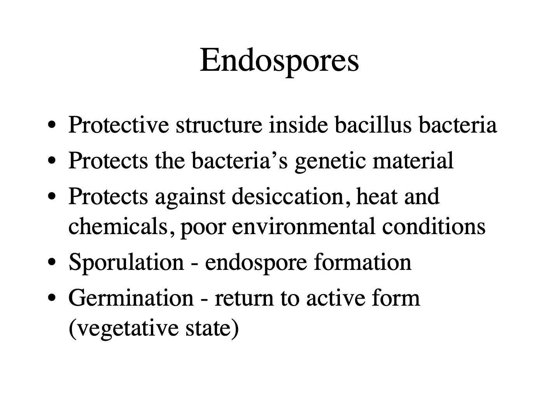It protects that genetic material. When it's too hot or when it's in the presence of chemicals, it can protect that genetic material. And again, when there aren't enough nutrients or the conditions are not right for that bacteria, it can protect it and help it to be in a state where it's protected, and then it can come back to life later on. So sporulation is the endospore formation. Germination is when that endospore returns back to an active form, which is called a vegetative state.